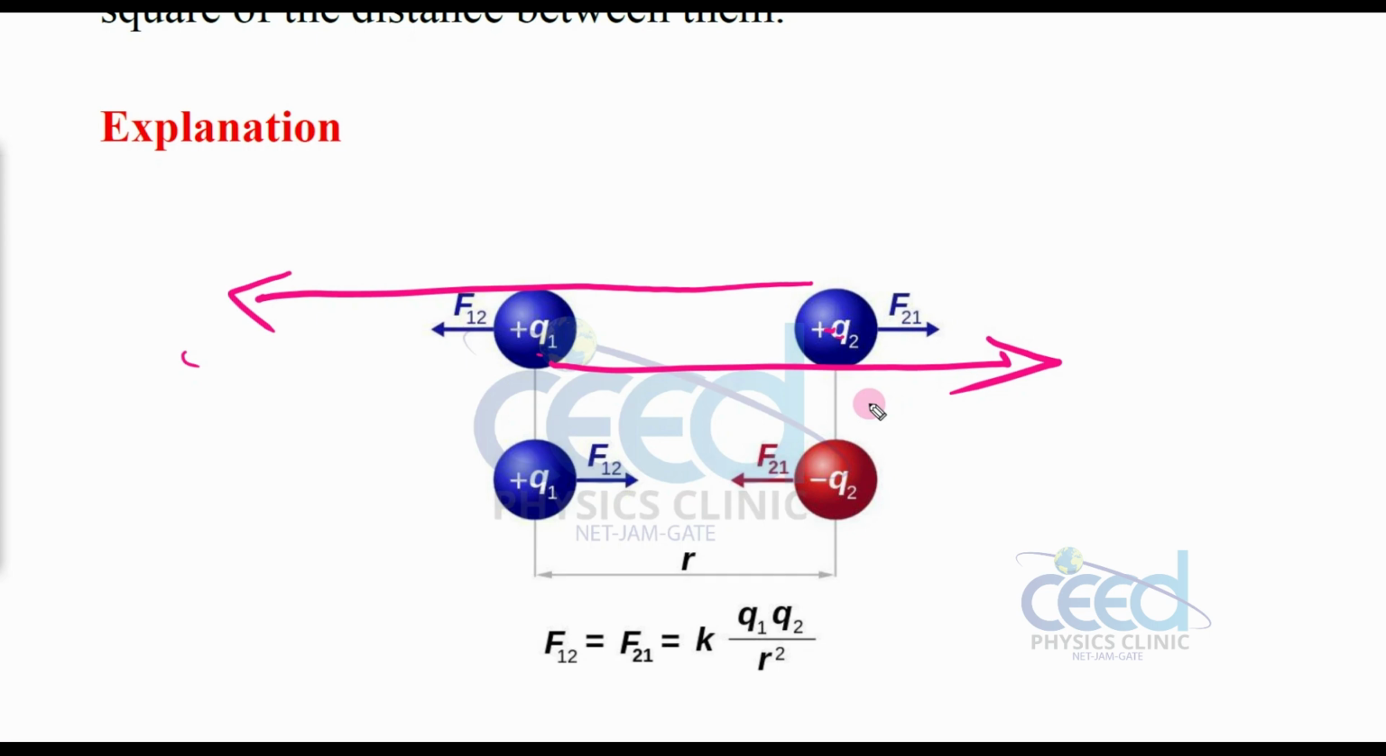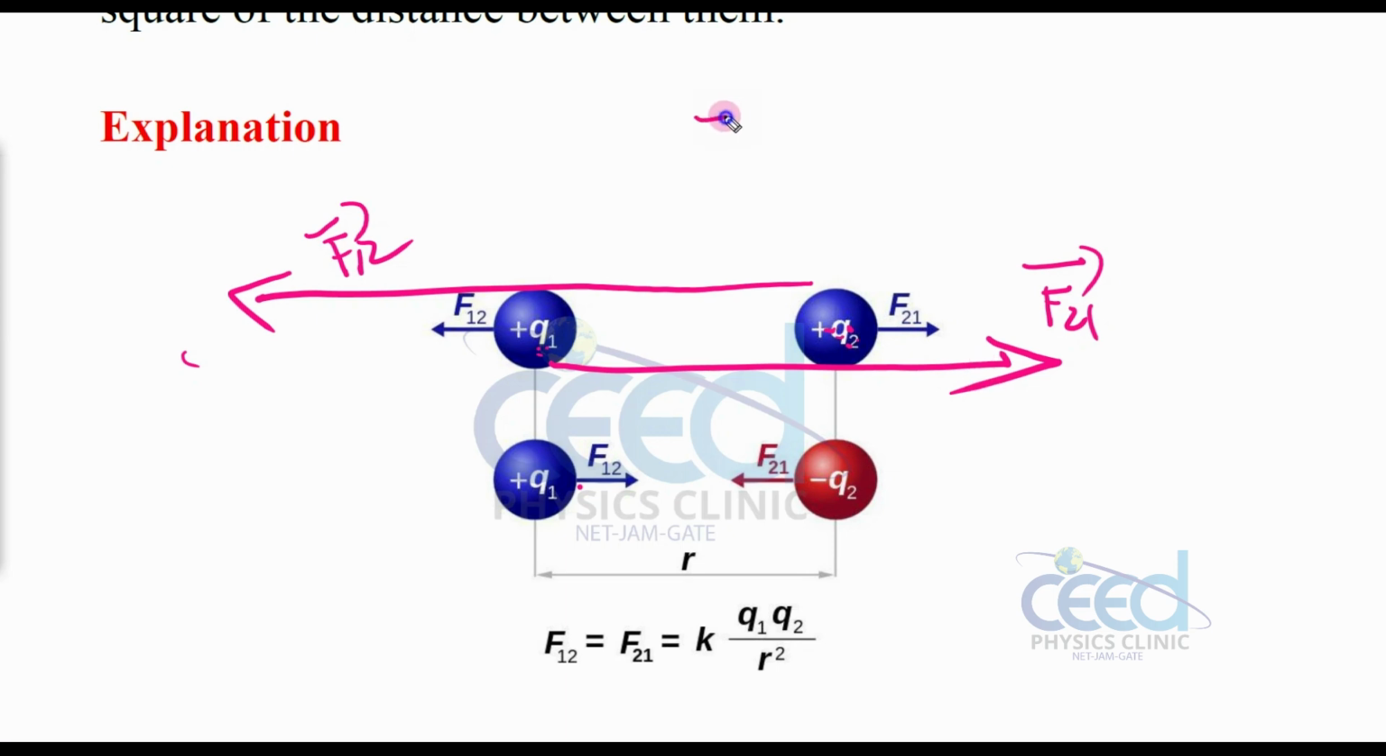The force on q1 due to q2, that means q2 repelling q1, is in this direction, F12. Similarly, q1 is repelling q2, that means the force on 2 due to 1, we can represent as F21. Now obviously you know these forces are in the opposite direction.